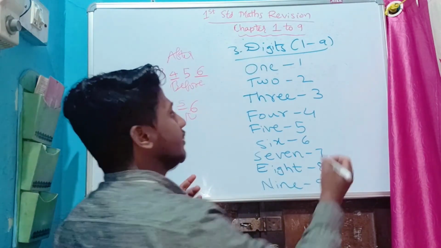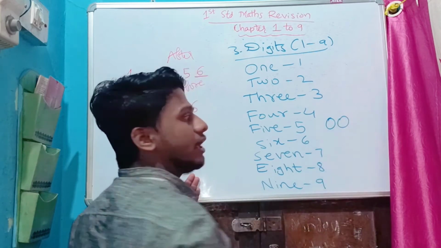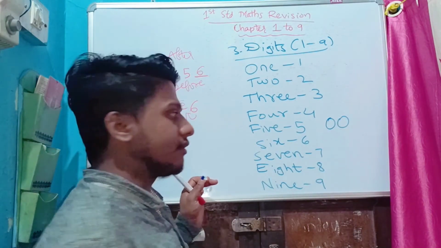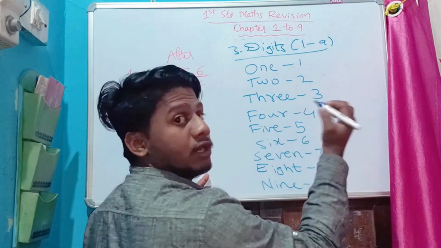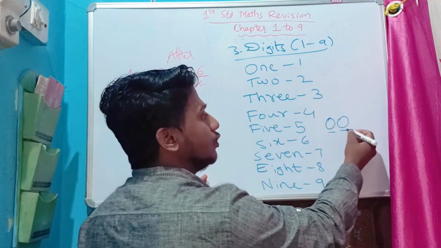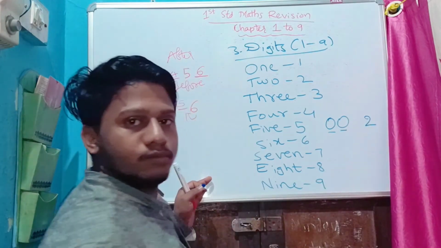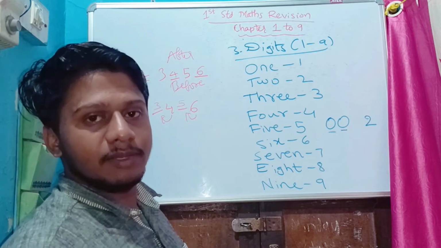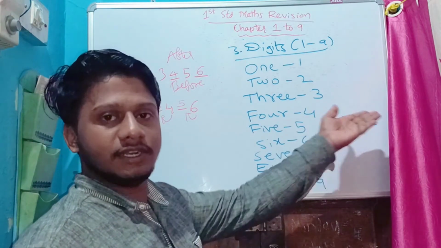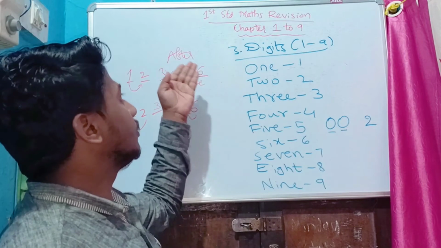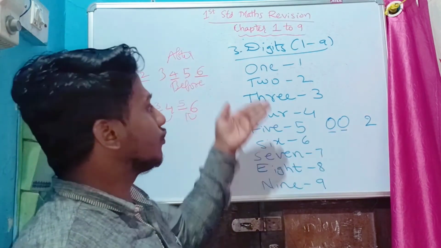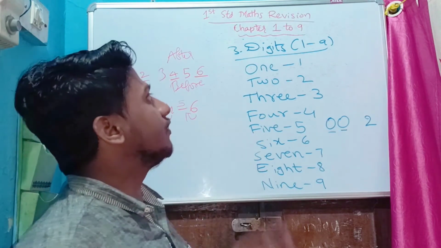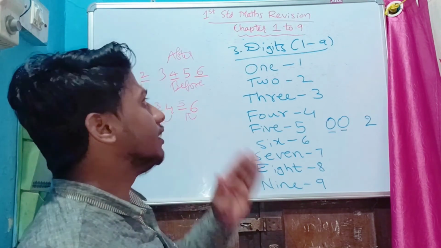And also you should be able to count the objects and write the number of objects. They will give you something like this. You have to write the number of objects present in this. How many objects are there? You should be able to count it. Okay, 1, 2. So you have to write 2. Clear with this? In exams, you will be able to count the objects and write them, and also write the after and before. Clear with this? So this is a brief revision of digits.